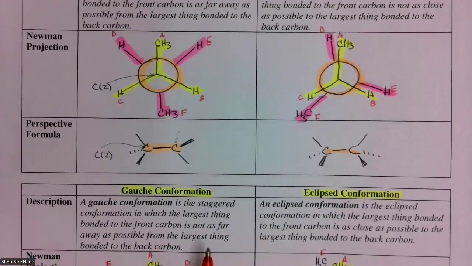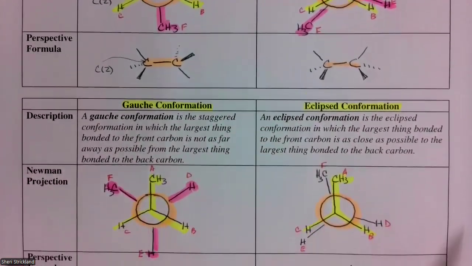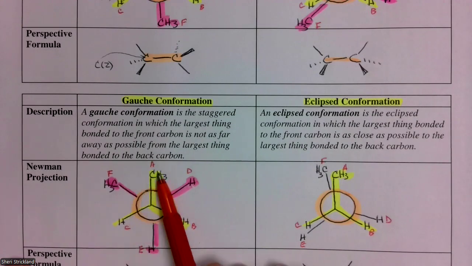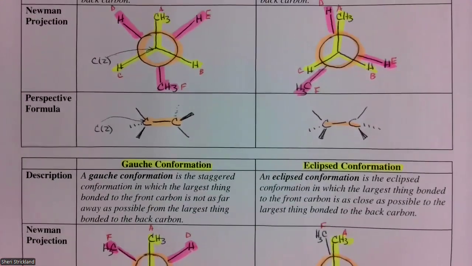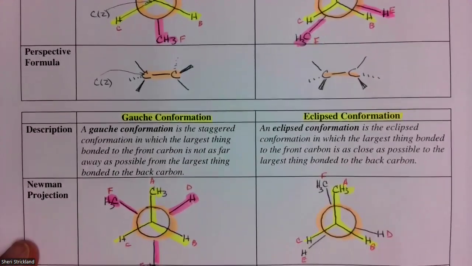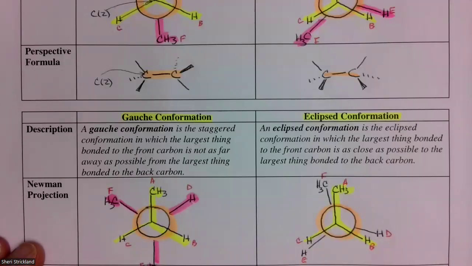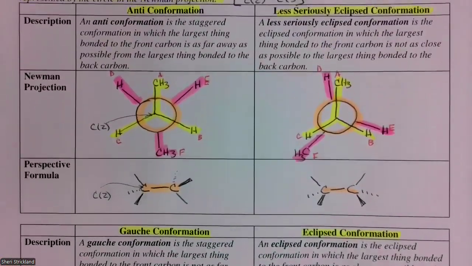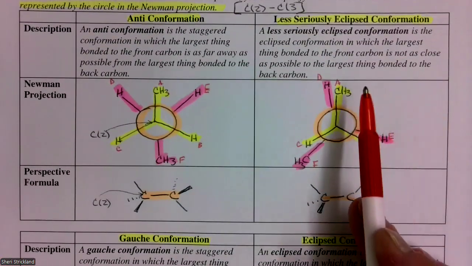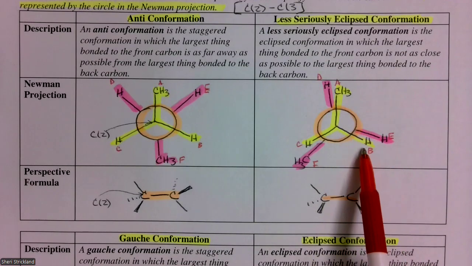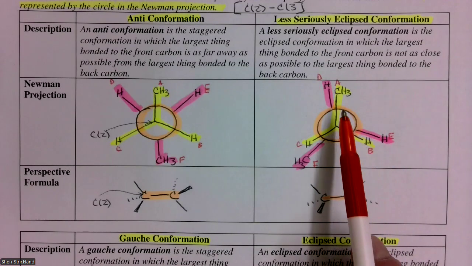The gauche conformation is not as stable as the anti because these methyl groups are not as far apart as possible. The eclipsed conformation is the least stable one because the 2 largest things are closest together in space. This guy I called the less seriously eclipsed conformation because it's the only one that doesn't have a name, and I felt bad for it, so I gave it a name.